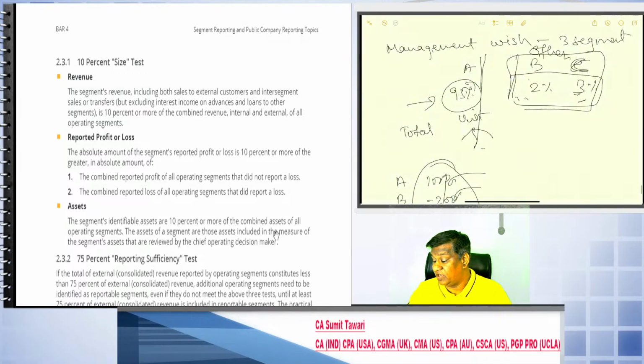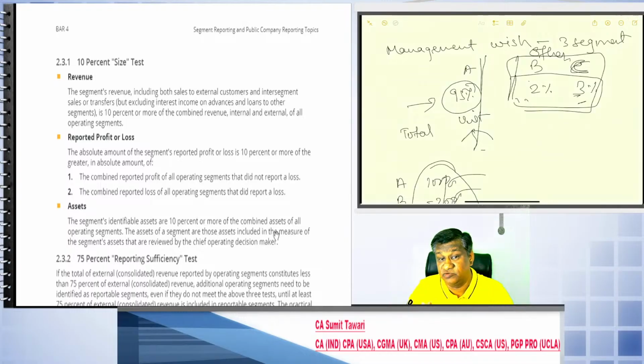Again, in sales we need to consider the inter-unit sales as well. We need not match the total sales with the financial statement. You calculate the total sales executed by each unit, combine them together, and then calculate the 10%. For profit and loss, either consider the profit of all divisions that reported a profit, or those divisions that reported a loss. Then whichever is higher, compute the 10% amount on that. And the asset test is as it is; there is not much complexity.